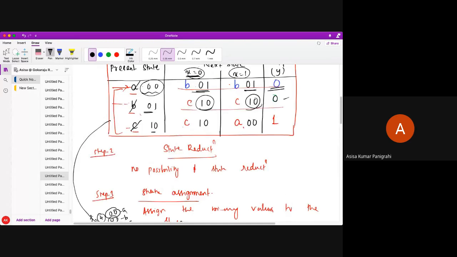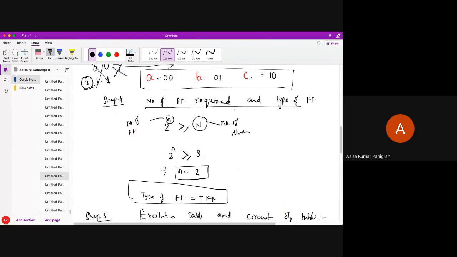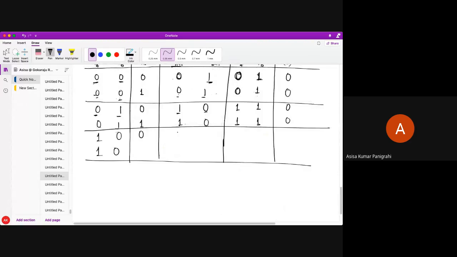Now I move to the C state, 1, 0. If input is 0, I am in 1, 0. If input is 1, I move to 0, 0. So what is my TATB? Present state 1, next state 1, 0. Present state 0, next state 0, 0. Present state 1, next state 0, 1. Present state 0, next state 0, 0.